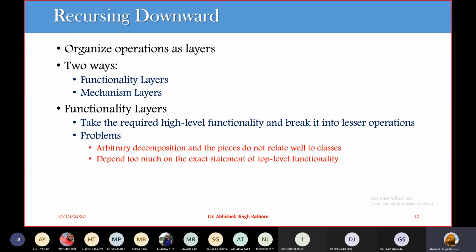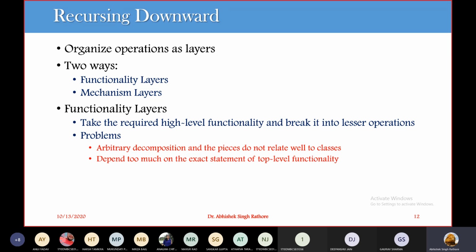Then after identifying all those, we have to organize all those operations as a layer, because on the classes we will also build a layered architecture. So we have to organize all those operations as a layer. We have two ways: either we can go for functionality layers, or we can start with a mechanism layer. The functionality layer is supposed to be the natural way.